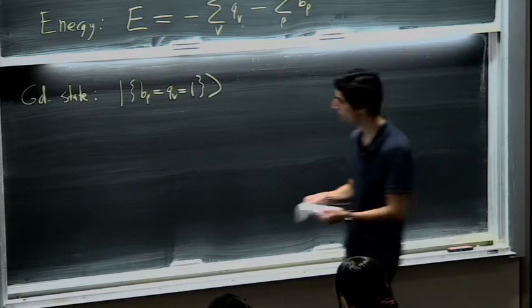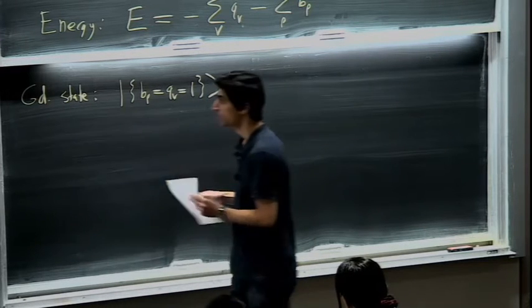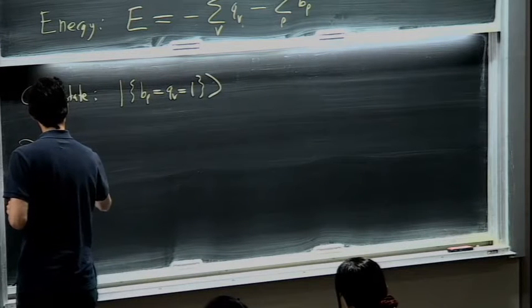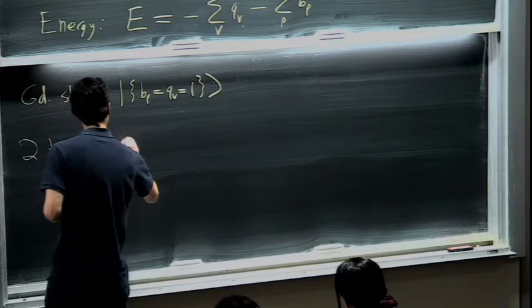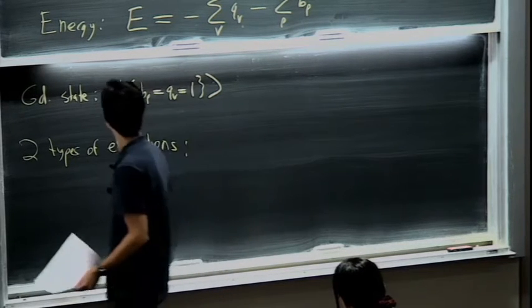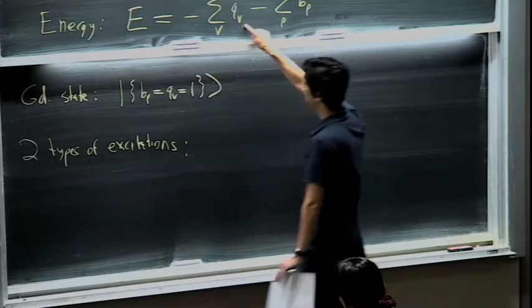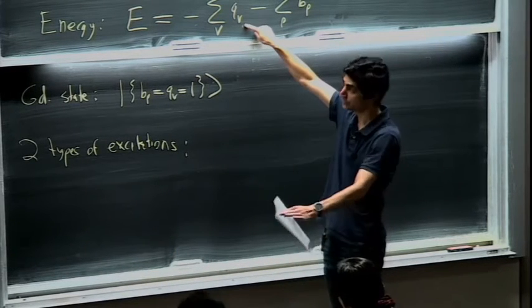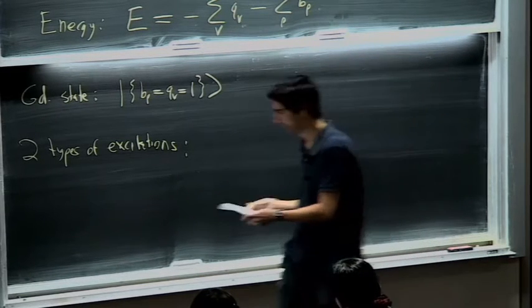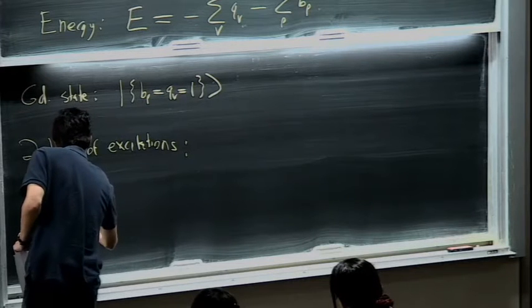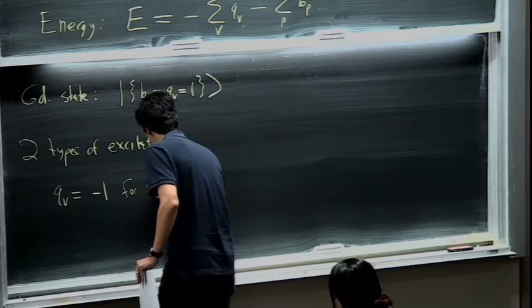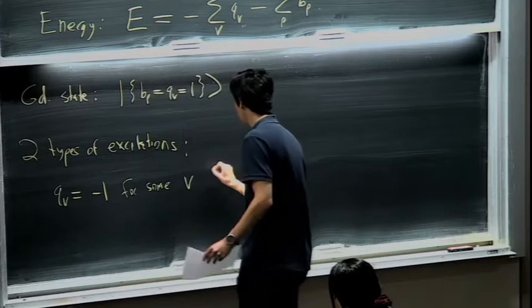OK. So that's the ground state. Now, of course, we're also interested in the excitations. And there are two types of excitations in this system. Basically, you can either have one of the Q_v equals -1, which is going to cost some energy instead of +1, or you could have one of the B_p equals -1. OK? So if Q_v equals -1 for some v, that's some kind of defect, and that's what we're going to call a charge excitation.